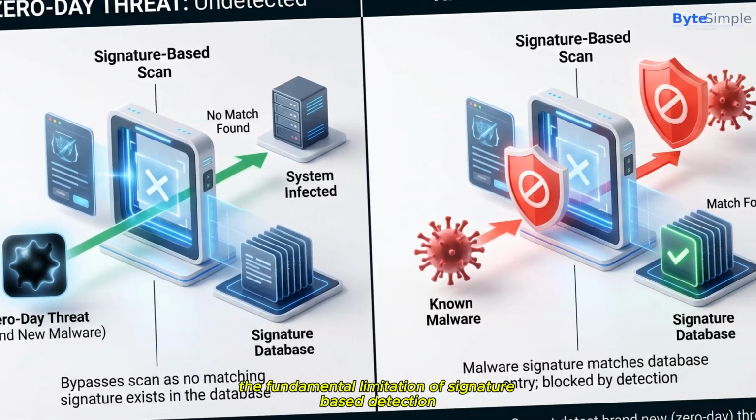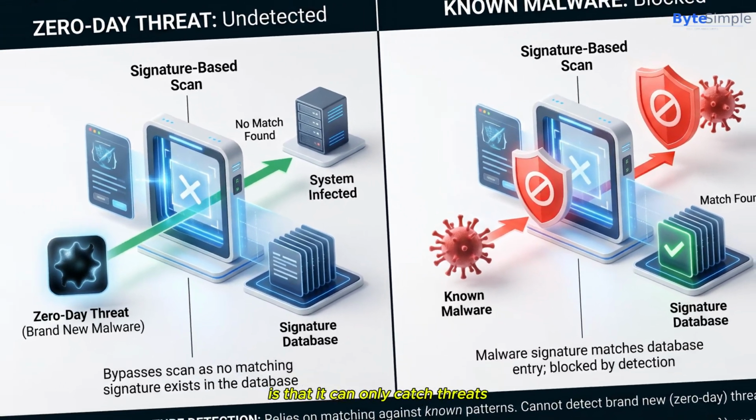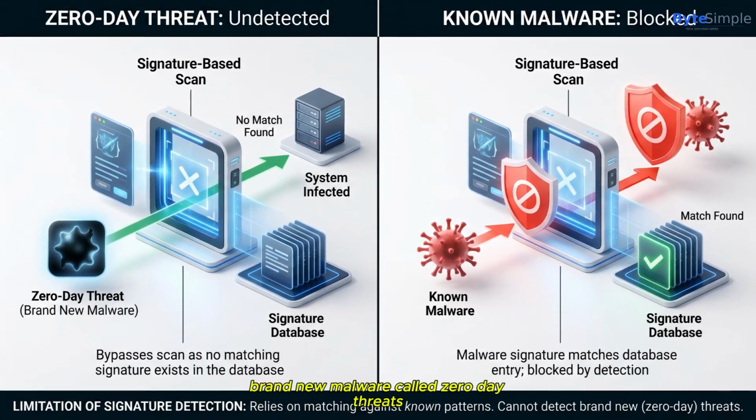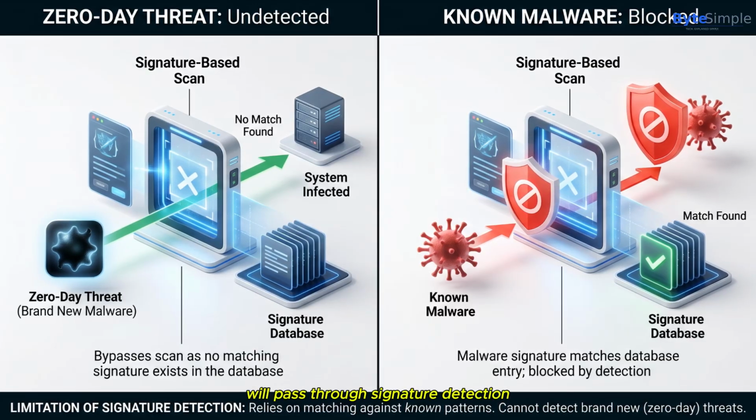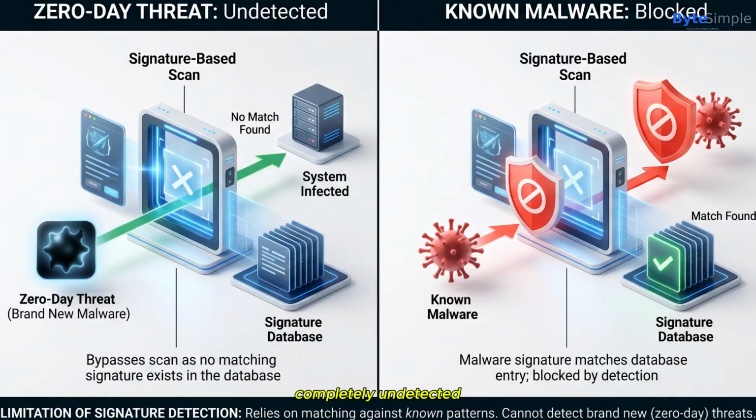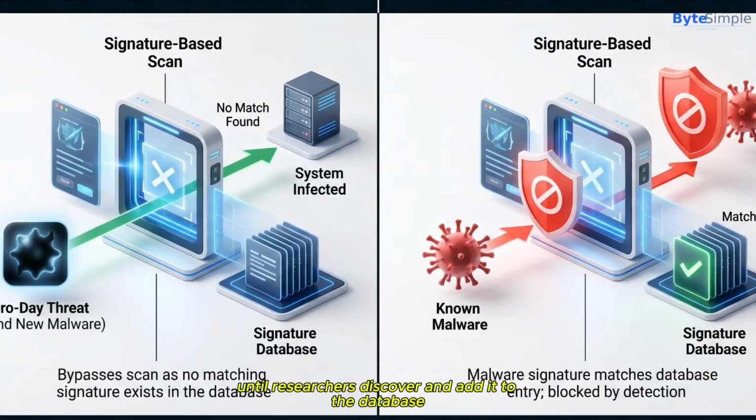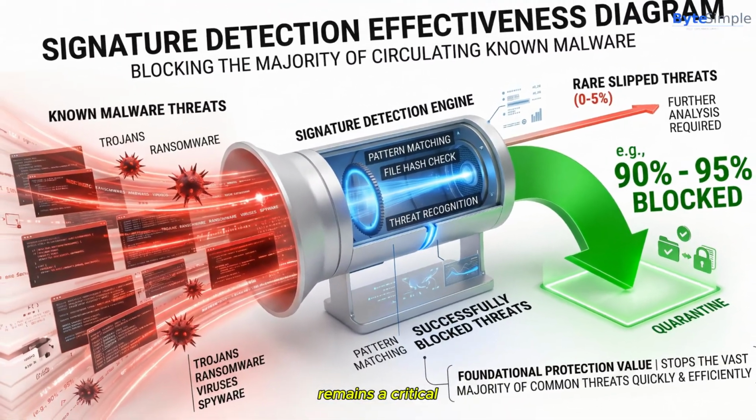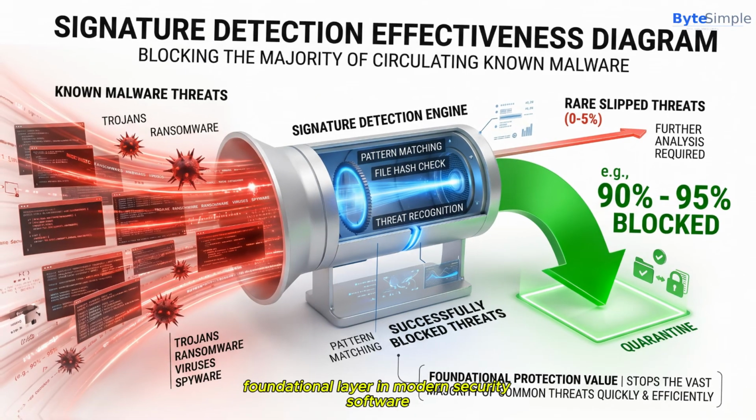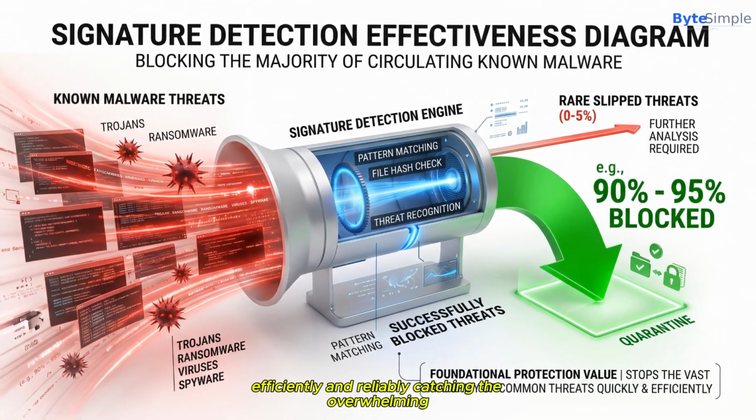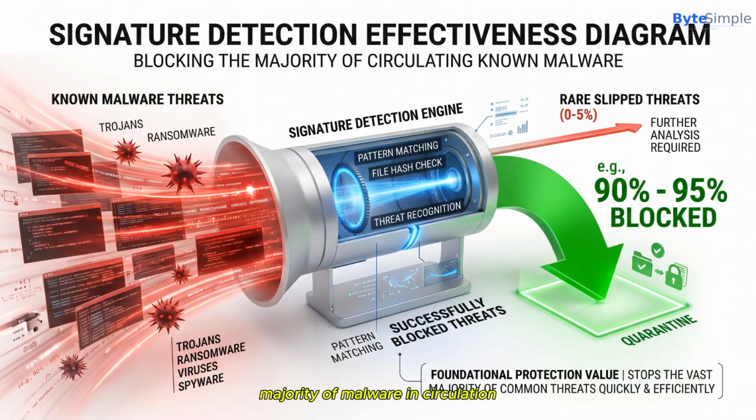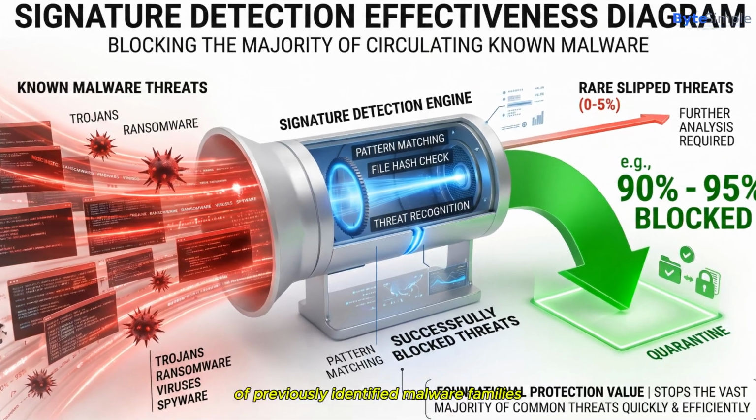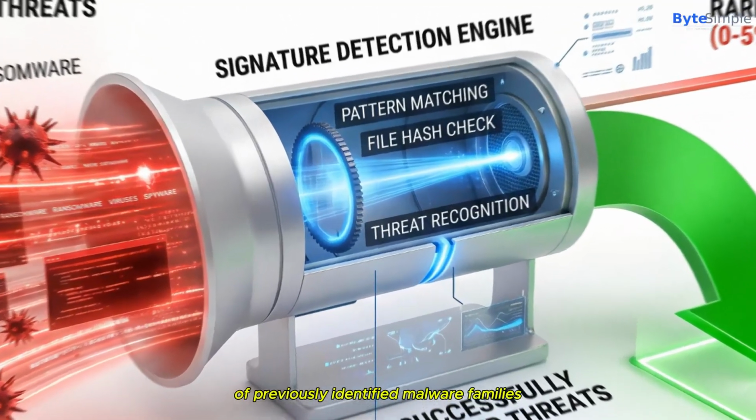The fundamental limitation of signature-based detection is that it can only catch threats that have already been identified and cataloged. Brand new malware, called zero-day threats, will pass through signature detection completely undetected until researchers discover it and add it to the database. Despite this limitation, signature-based detection remains a critical foundational layer in modern security software, efficiently and reliably catching the overwhelming majority of malware in circulation, which consists of known threats and minor variations of previously identified malware families.